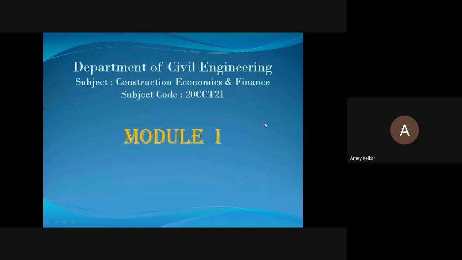We are studying the subject Construction, Economics and Finance with the subject code 20CCT21, and we have started with Module 1. In a previous lecture, we have discussed some basic definitions of economics, finance, and their scope. So in today's lecture, we'll be continuing ahead with Module 1.